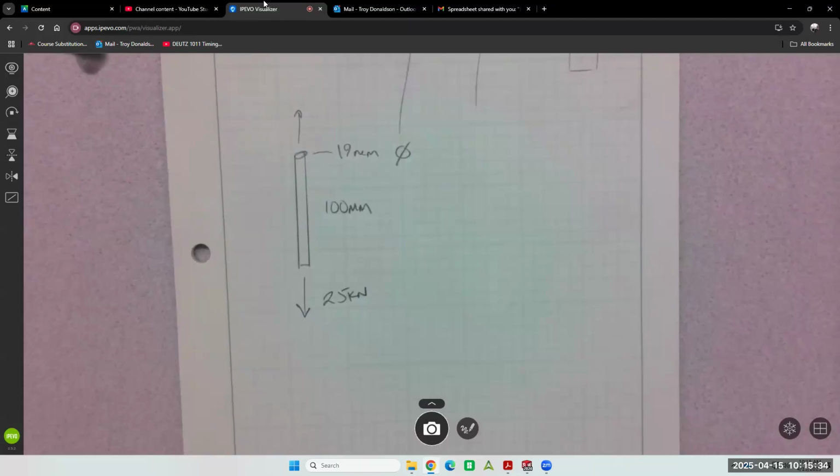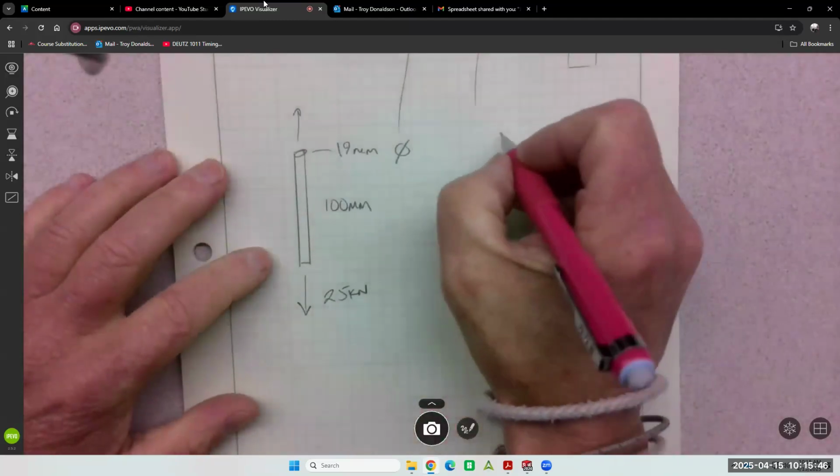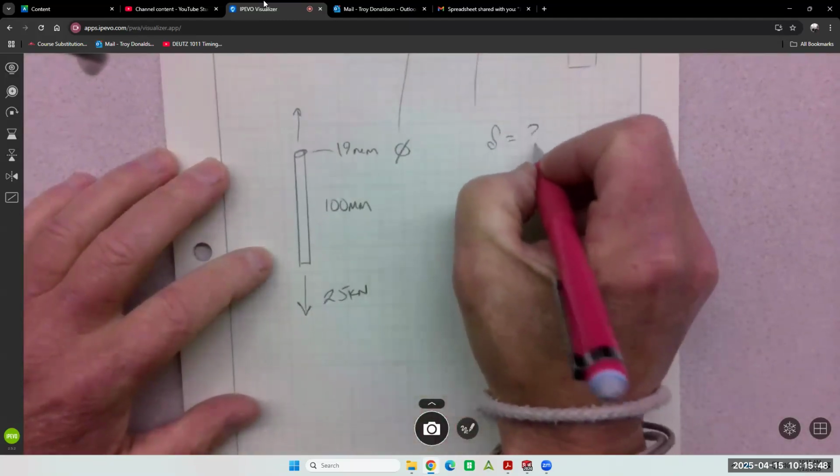How much does it deform? We just figured out that it's safe. It's within the 250 megapascals, right? But now we want to know what the deformation is.